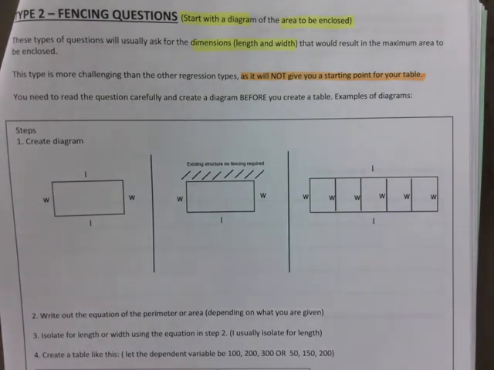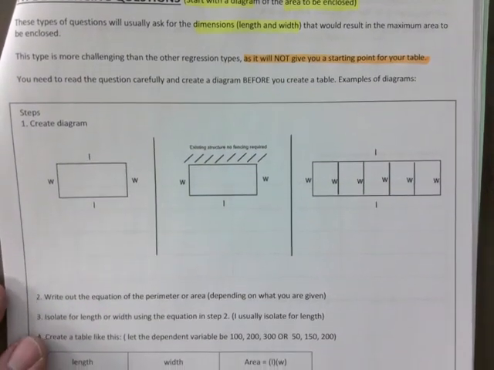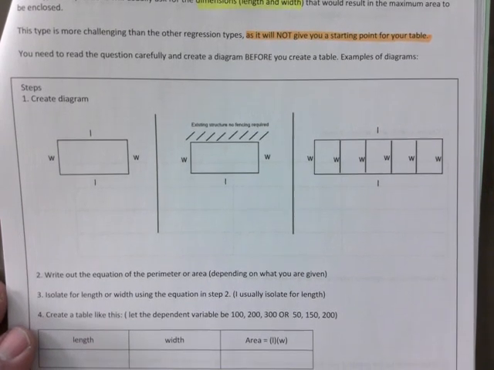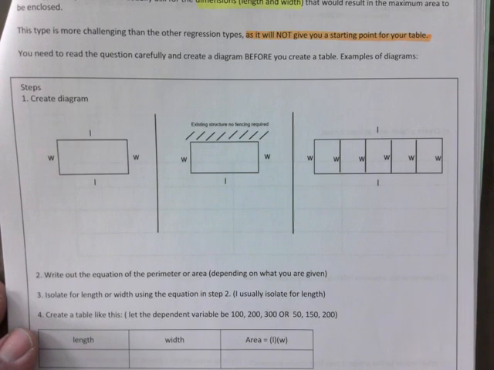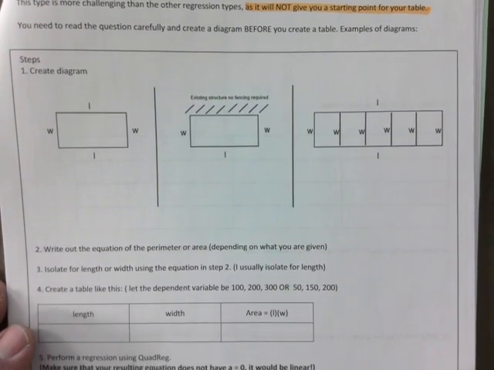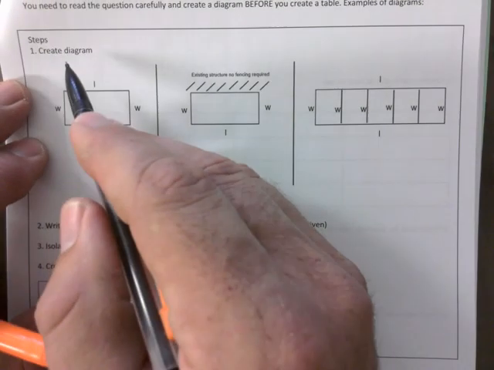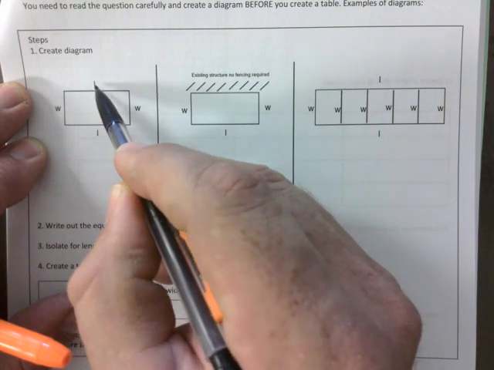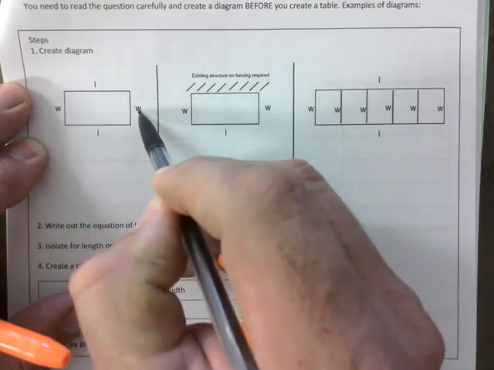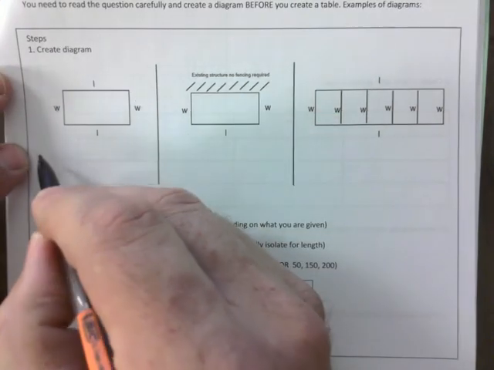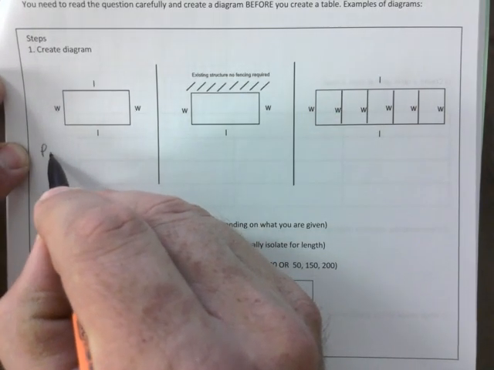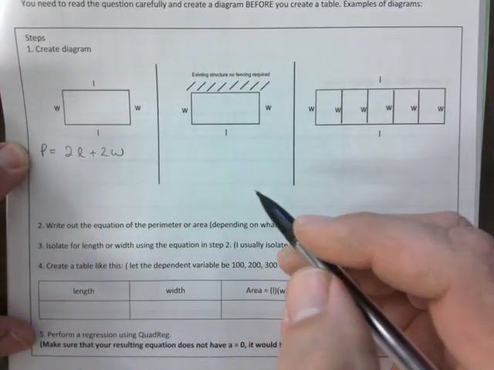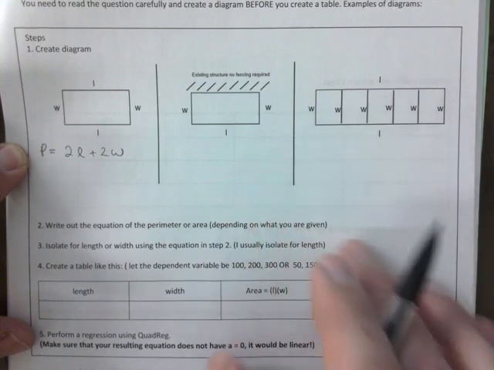But I'll try my best to make it doable. You need to read the question carefully and create a diagram before you create a table. Here are some examples of diagrams. Let's say this is all just a rectangular piece of property. All sides are fenced in. So this is 2 lengths and 2 widths. In this case, the perimeter would be 2L plus 2W. Nothing new there. Everybody is familiar with that.